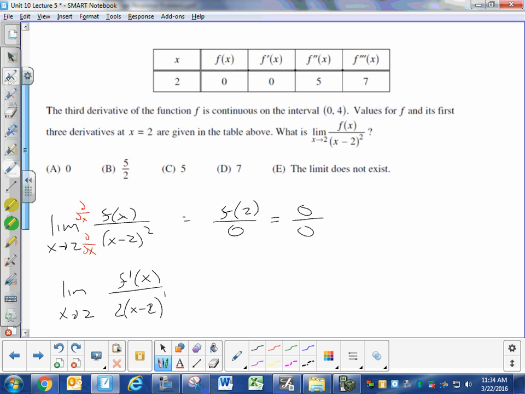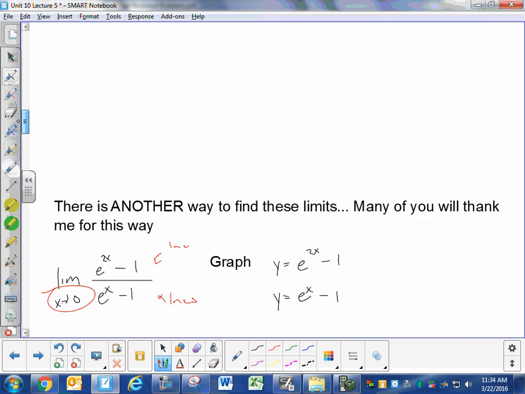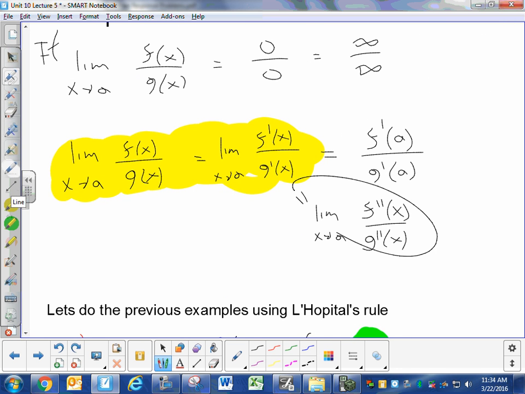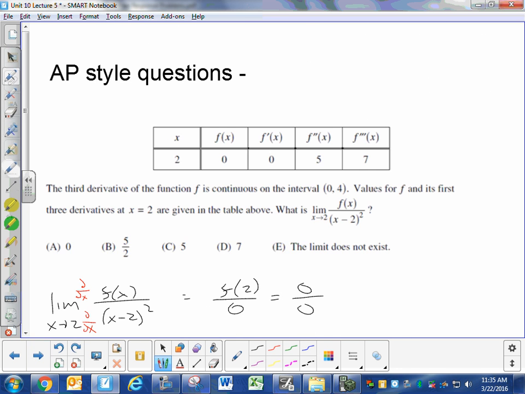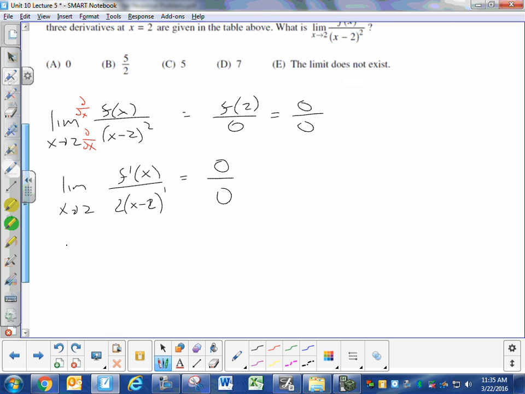Okay, so I take the derivative, I plug in 0, I plug in 2, I get f prime of 2, which is 0 again, and then I get 0 again. It's like, oh man. Well, remember, you can just keep taking derivatives. You can go to the second derivative, you can go to the third derivative. Here it is. There's the second derivative. There's the third derivative. So let's take the derivative again.